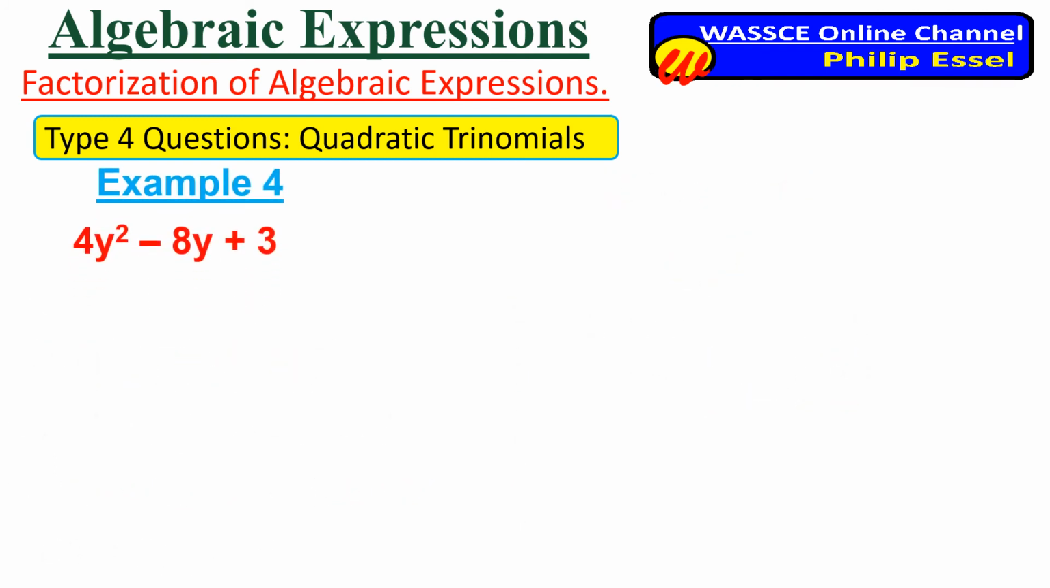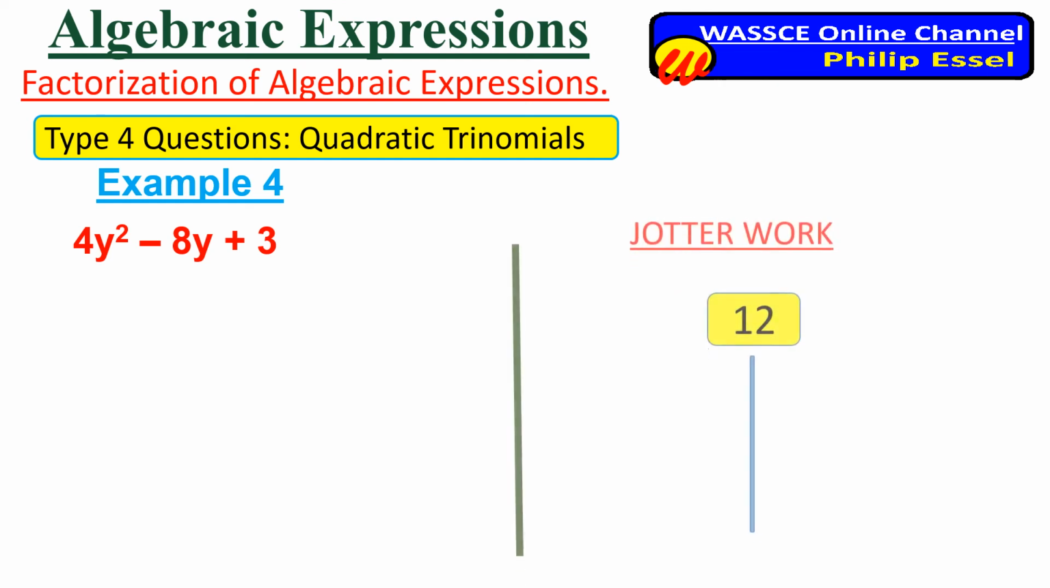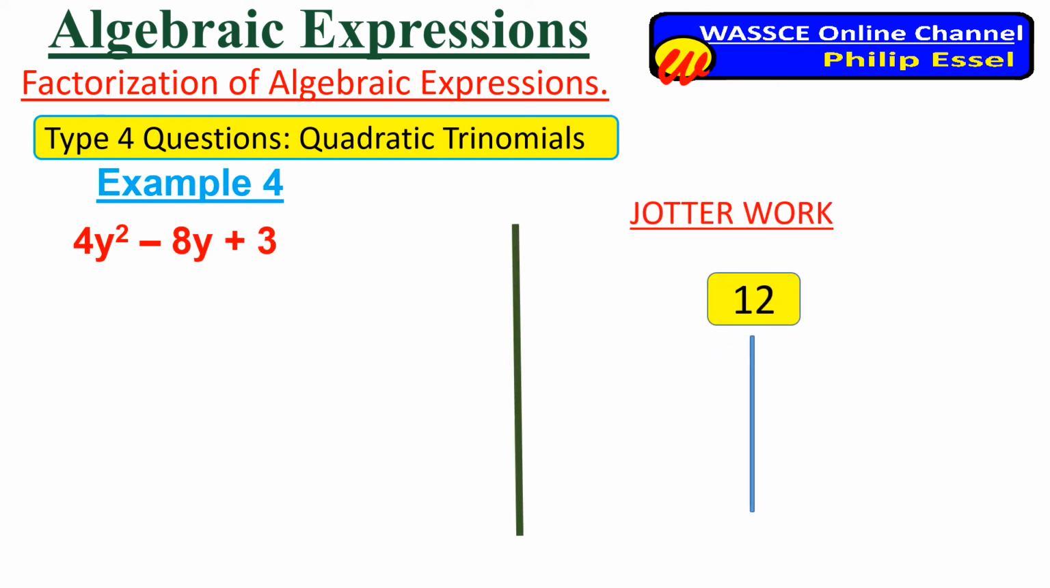Let's look at example 4. In example 4, we have been given 4y squared minus 8y plus 3, and we have to factorize this. And as usual, we need to multiply the coefficient of the y squared by the constant. When we do this, we are going to get the number 12, positive 12.